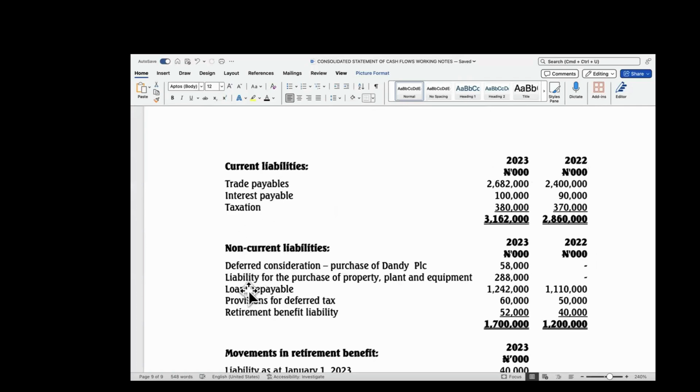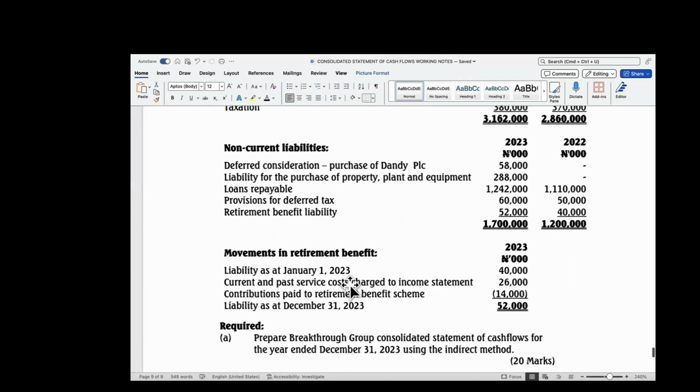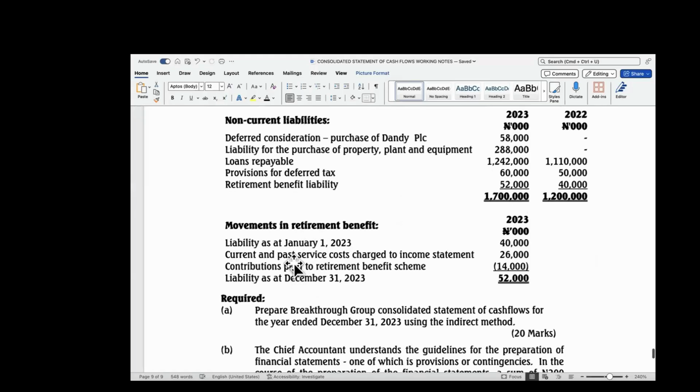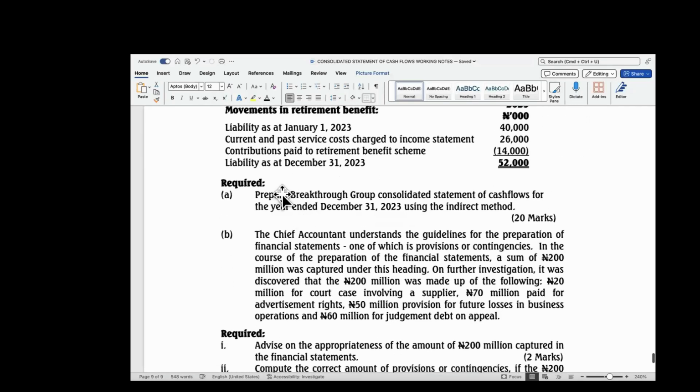So they want us to come and do our movements here, like this. They also gave me movement in retirement benefits. So the skills guys will not know this because there is no IAS 19 in your syllabus. So you should be able to follow. So A, you are required to prepare the group consolidated cash flows.